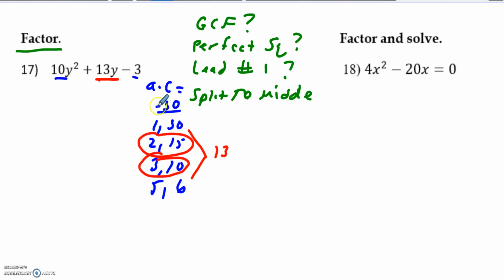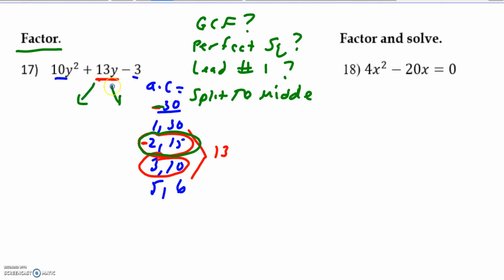However, I need a negative 30. So let's think about this. If I need a positive 13, both of these numbers would have to be positive. So there's really no way that two positives could ever be a negative when multiplied. However, if I want to get 15 and 2 to be 13, that would be 15 minus 2. And then negative 2 times positive 15 is negative 30. So this is my pair.